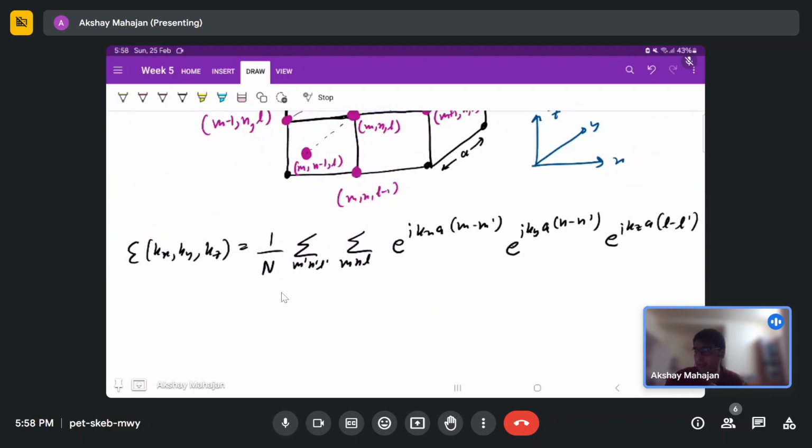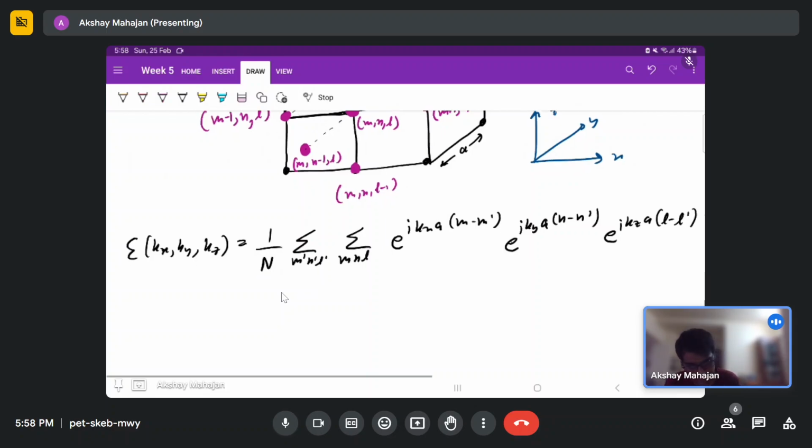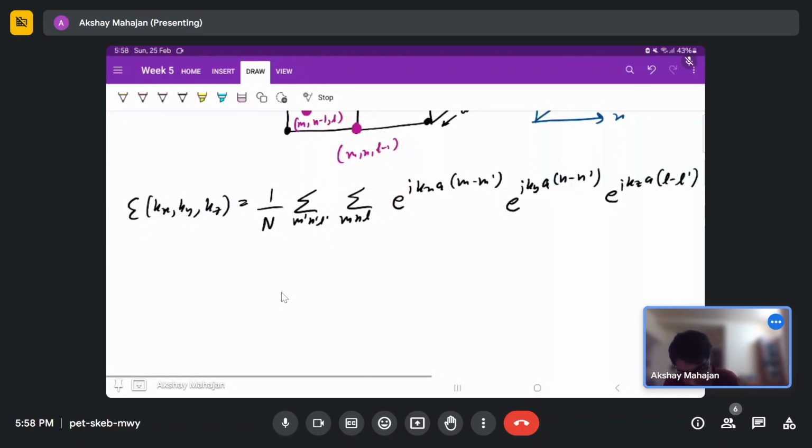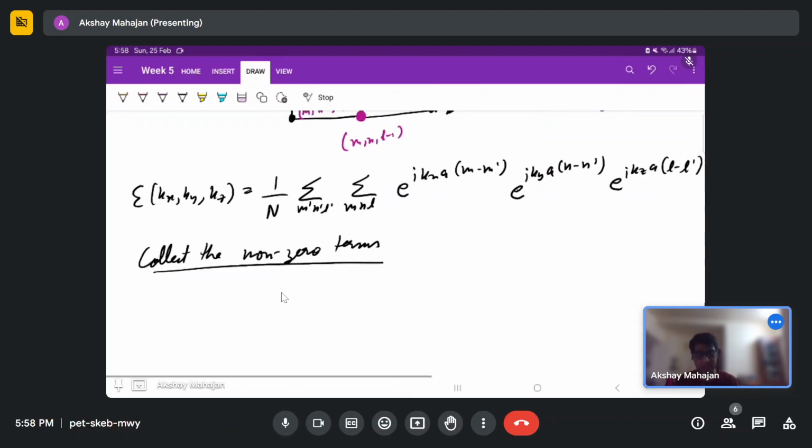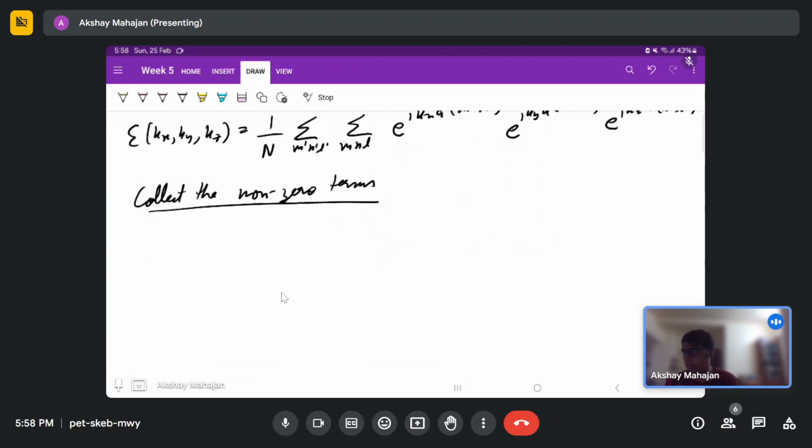Now again, what we have to do is collect the non-zero terms from this expression. Even for the 3D case, the summation is up to the N number of sites. So all these non-zero terms will be repeated in the summation N times, and then they just cancel out, and we will be left with just these non-zero terms.